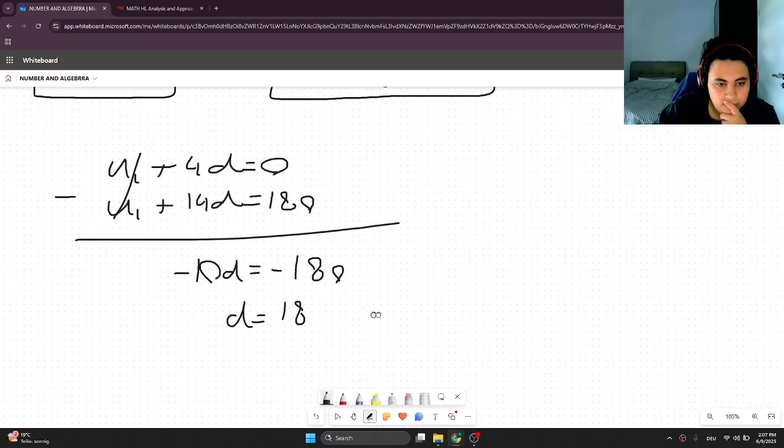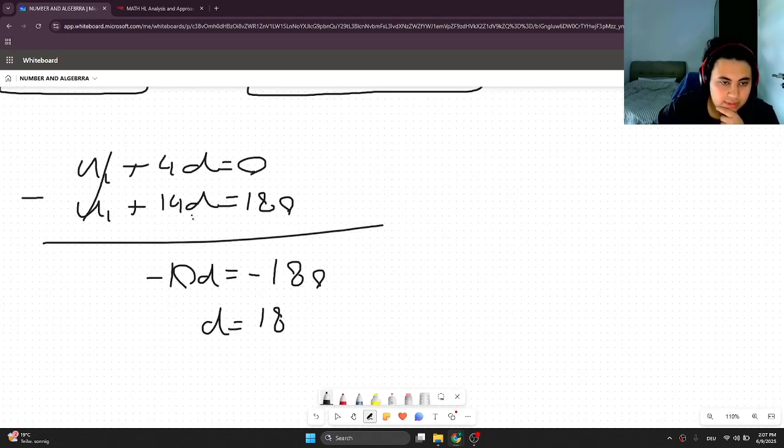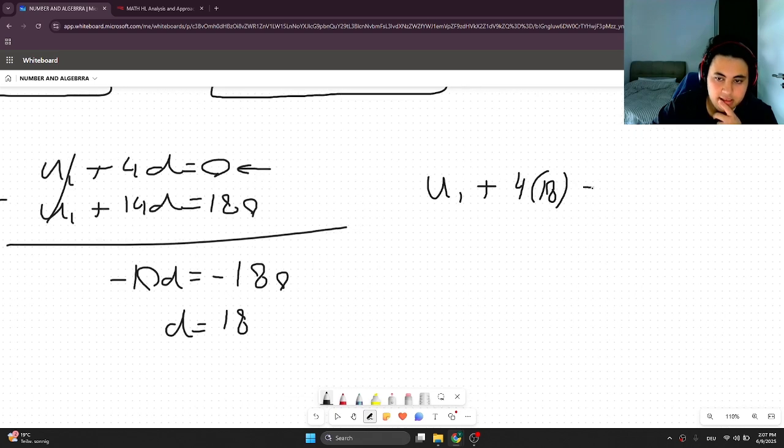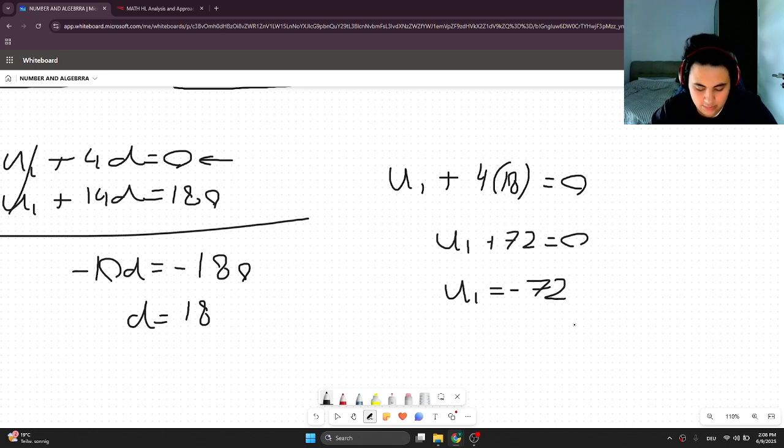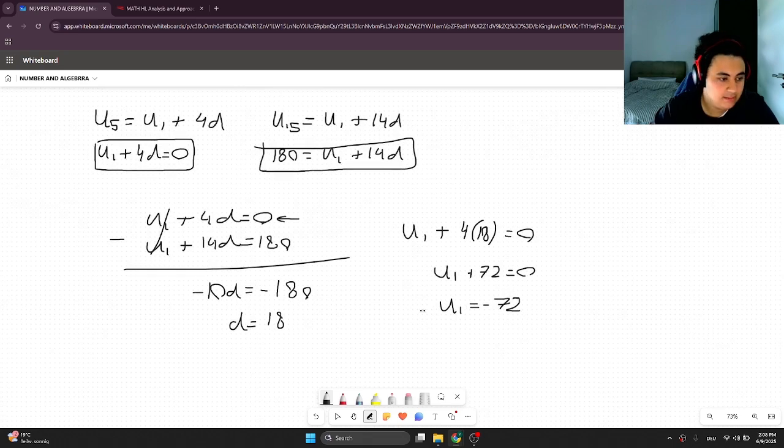Good. So now that you have D, pick whatever simpler one is here. So I'll take this equation, and I'll say U1 plus 4 times 18, because it's 4 times D, is equal to 0. Okay, 4 times 18 is what? Sorry, 4 times 18 is 72. So U1 plus 72 is equal to 0. So you just move the 72 to the other side, and therefore we get U1 is equal to negative 72. Cool, let's move on to the next one.